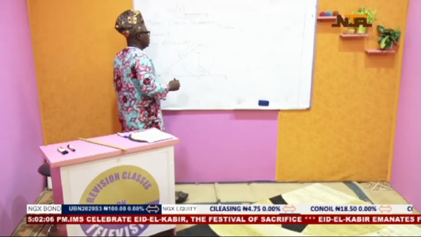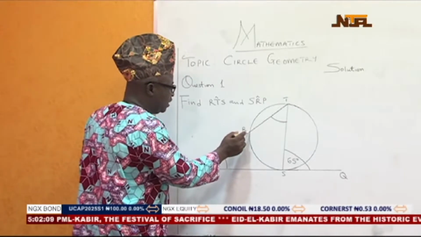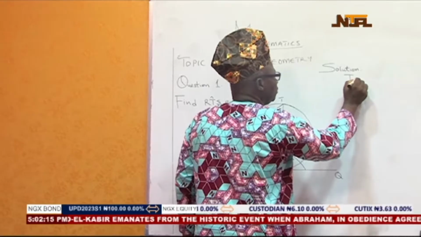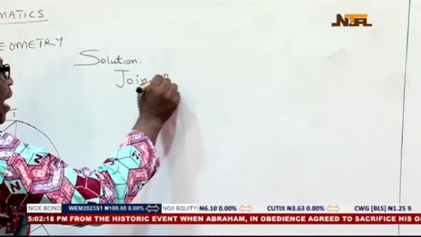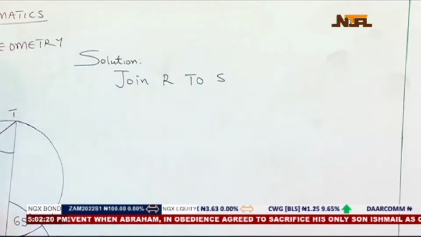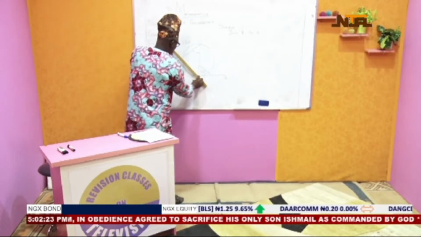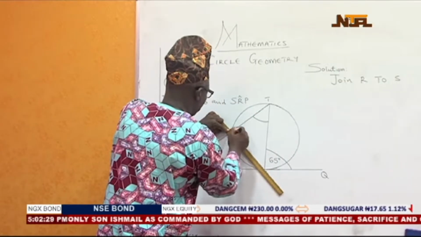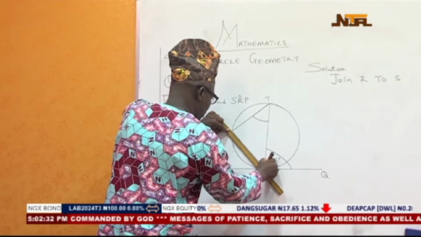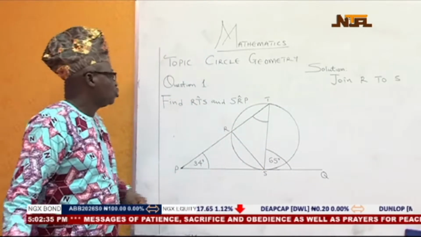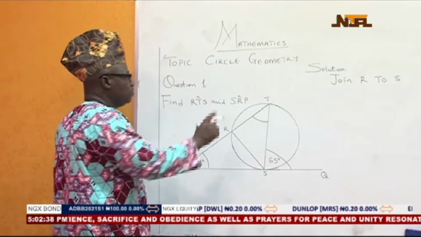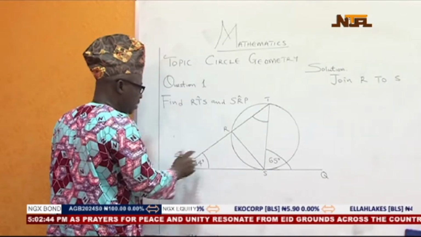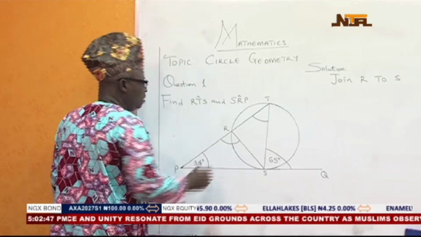So I will start by joining R to S. Join R to S. So I'll place my ruler and join the 2 points as shown on the board. Now, the second point, SRP, is now well pronounced. So this is the second point we are looking for.